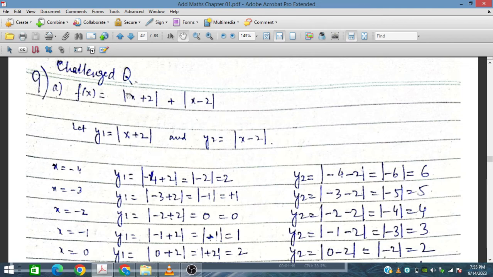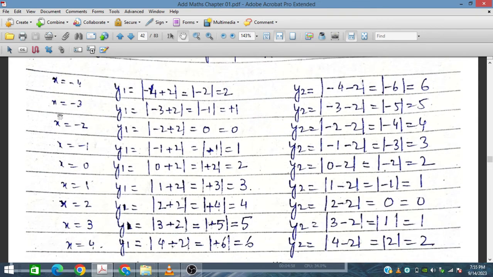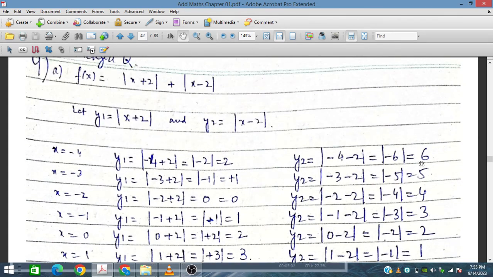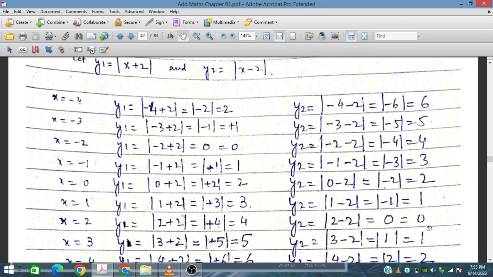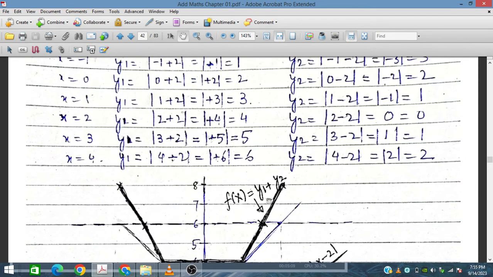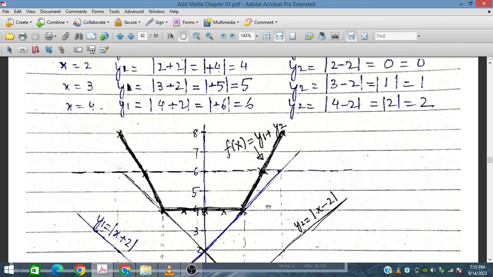So let this one be y1, and this one, modulus of x minus 2, be y2. For x is equal to minus 4, we see that this is 2. For minus 3, this is 1. Substituting, we get these values. Similarly, for x is equal to minus 4, for this second one, we see this is 6 and this is 5, this is 4, this is 2, and so on. And from these values, we have plotted this curve.